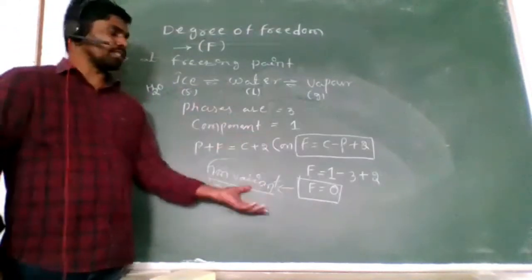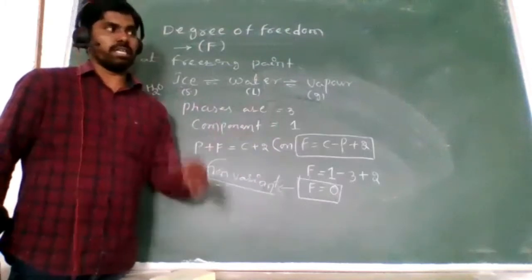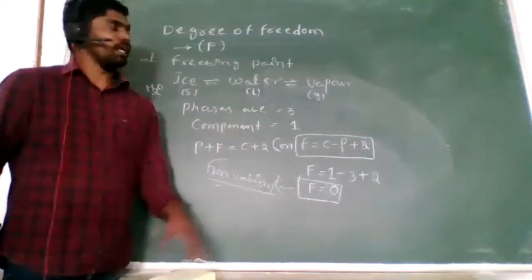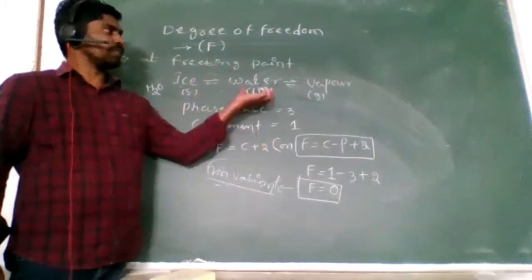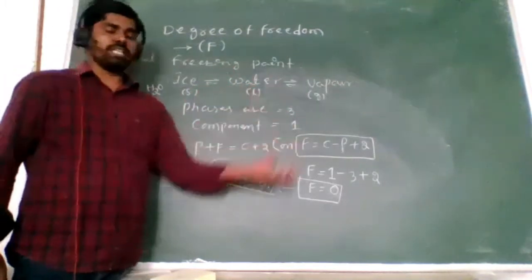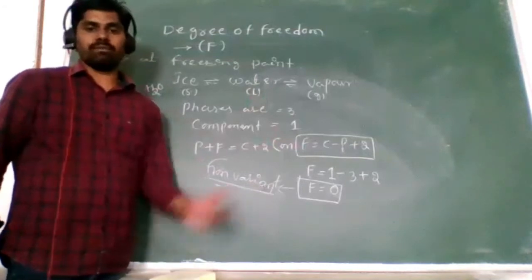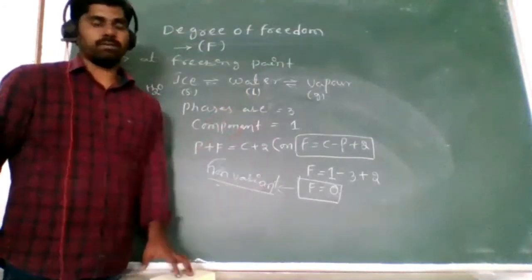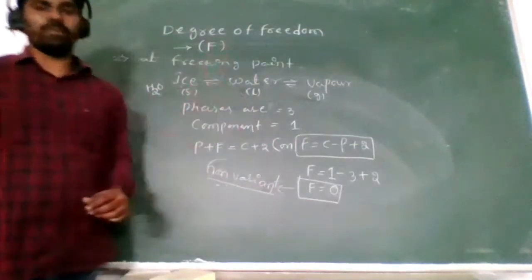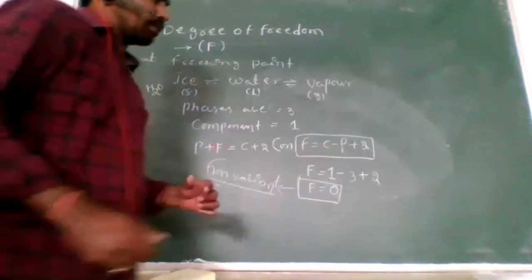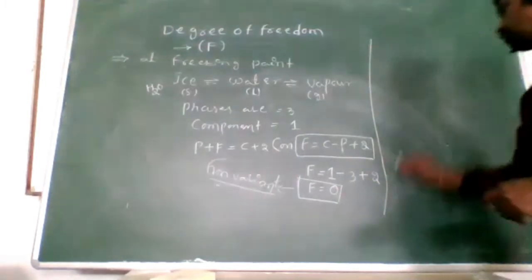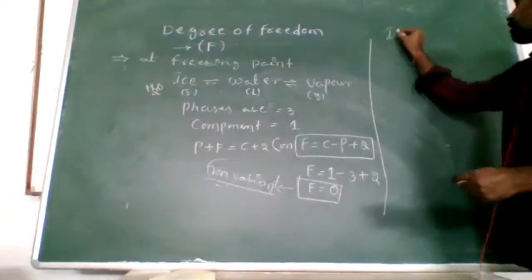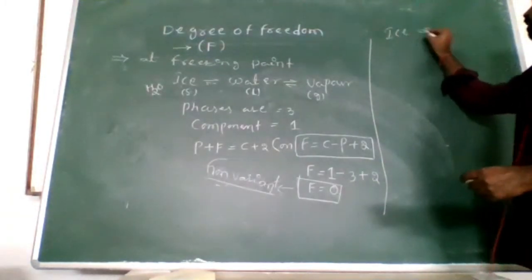So when the pressure or temperature increases or decreases, in those three phases in equilibrium, one phase disappears. So this is the degree of freedom. So this is a non-variant. I will go to another example. Look at here. I take the ice and water.